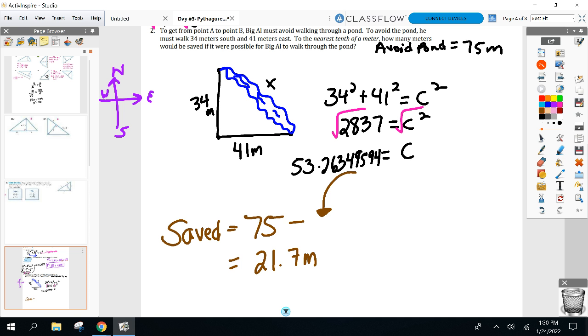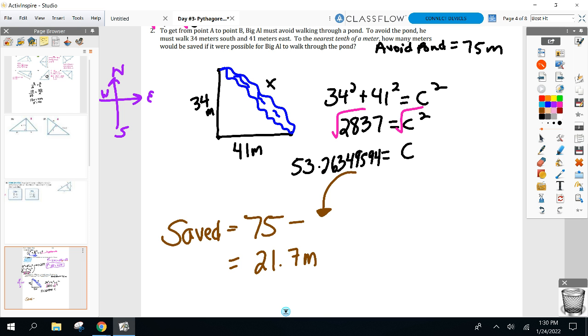Any issues going? We all good? Questions? Again, I know you guys are going to do that. I just wanted to make it a point. We don't round in the middle. We don't round in the middle. We round at the end. If you round in the middle, maybe your answer is 21.6, 21.8, 21.5. All right, that's a problem.